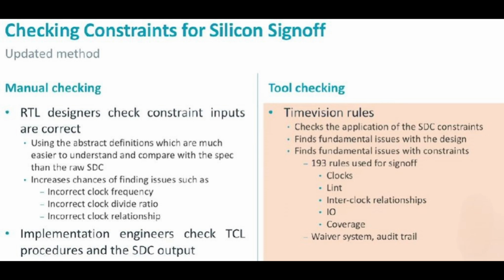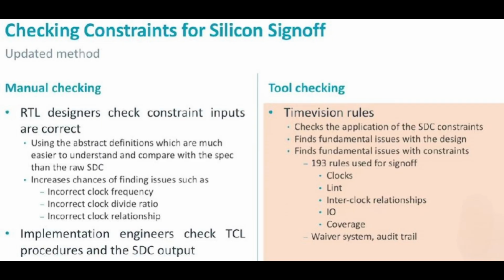Now there is a tool, Timevision, which basically checks the application of the SDC constraints, finds fundamental issues with the design, finds fundamental issues with the constraints, and it covers the 193 rules used for sign off. The kinds of rules are clocks, lint, interclock relationship, IO coverage, these kinds of things this tool will cover.